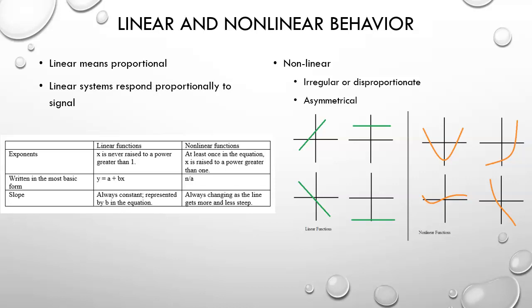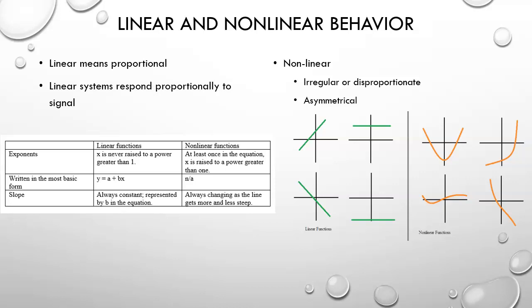Nonlinear responses are asymmetrical. They're irregular or disproportionate. So if we send out twice the strength signal, we may get back twice, we may get back 3 times, 4 times. Whatever we get back is going to be a disproportionate response to what we sent out.